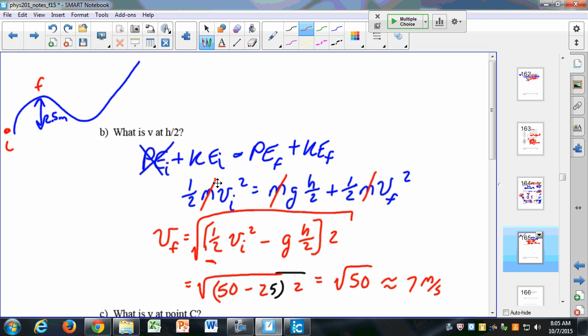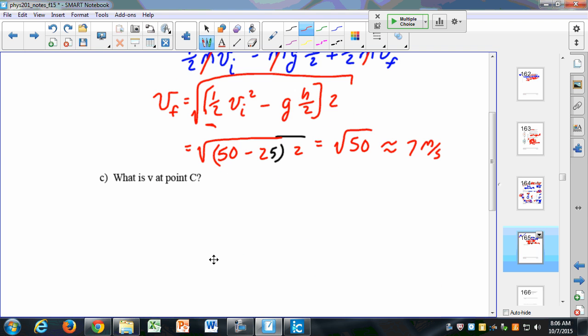So I can find now the speed at this height when it comes up onto the first hill at this rate, h over 2. And then I also ask, what is the velocity at point C, which is this point? You should be able to tell me that without even looking at it. What is the velocity there? Without even putting your pen to the paper. It's going to be 10 meters per second. Why is that? Why is it 10? Why the velocity at point C is 10 meters per second. Why?